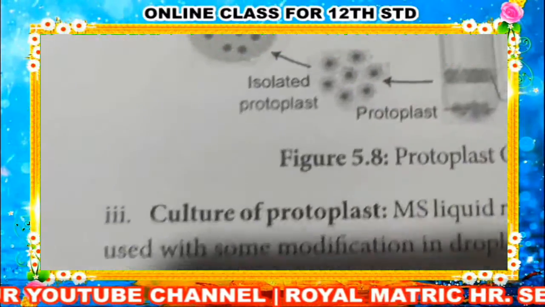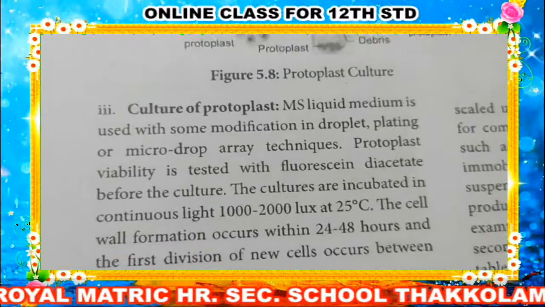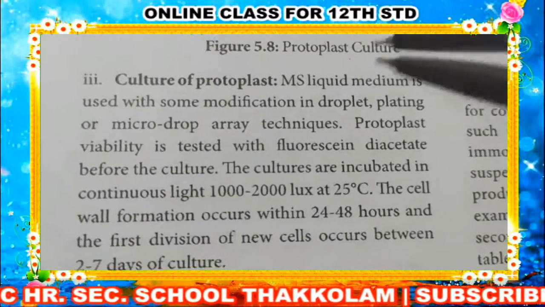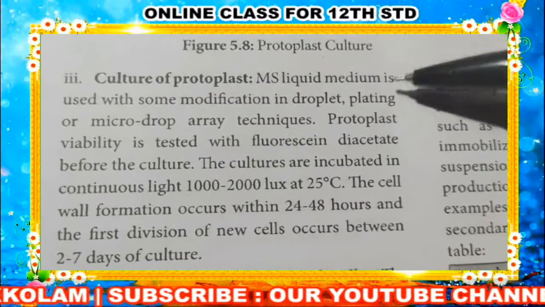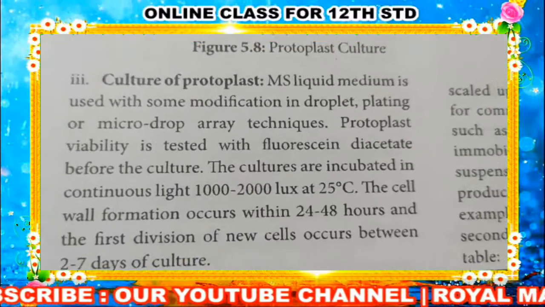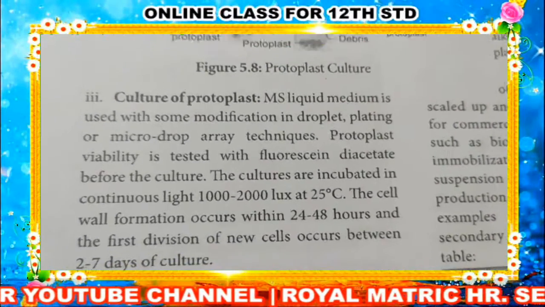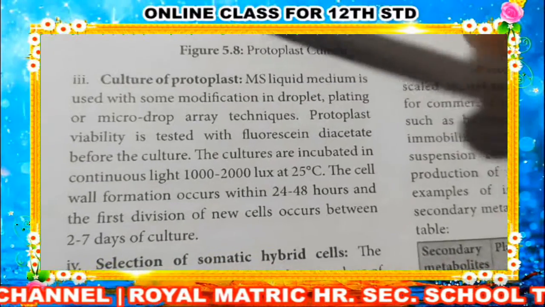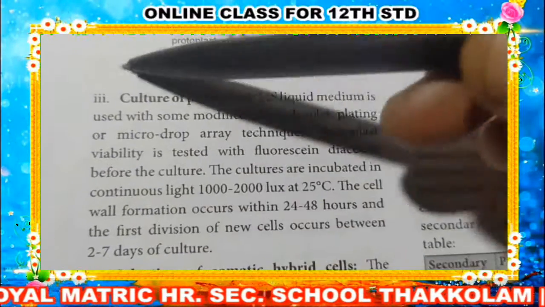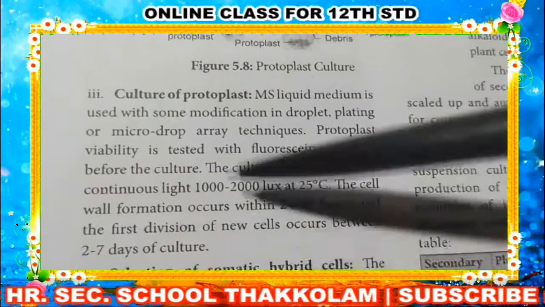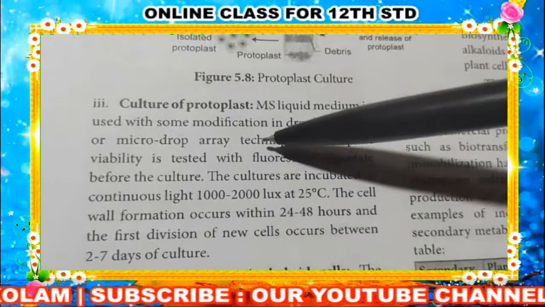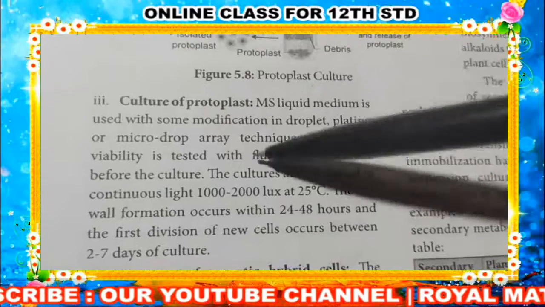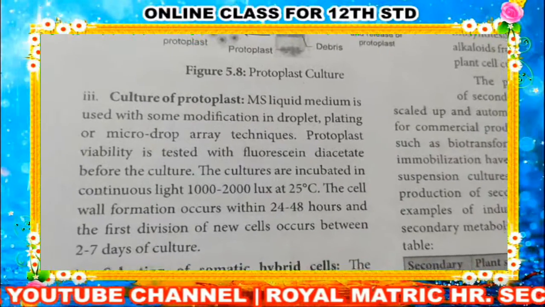And the next step is the culture of protoplast. First thing we are isolating, second thing fusion of protoplast is done, and next is the culture of the protoplast. The MS liquid medium, MS is Murashige and Skoog medium, is used with some modification in the droplets and plating or micro dripping. Plating means streaking out on a circular plate, like this, or the micro drop array technique is used, or a droplet of the protoplast is dropped into that plate.